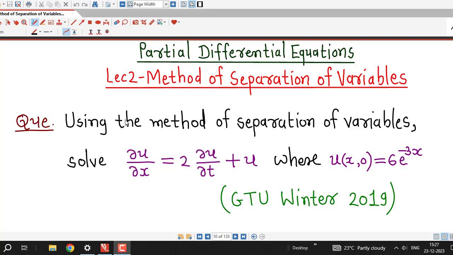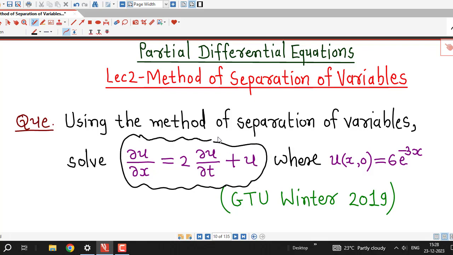In lecture number 1, we discussed the method of separation of variables for solving homogeneous linear partial differential equations, and we discussed one example on this method in the previous lecture. Today also we are going to solve another first order partial differential equation using the method of separation of variables.